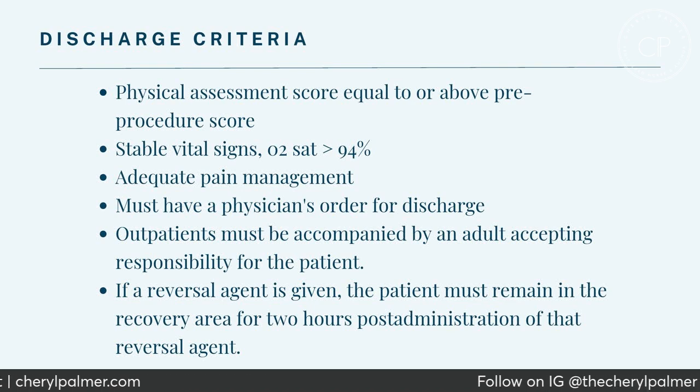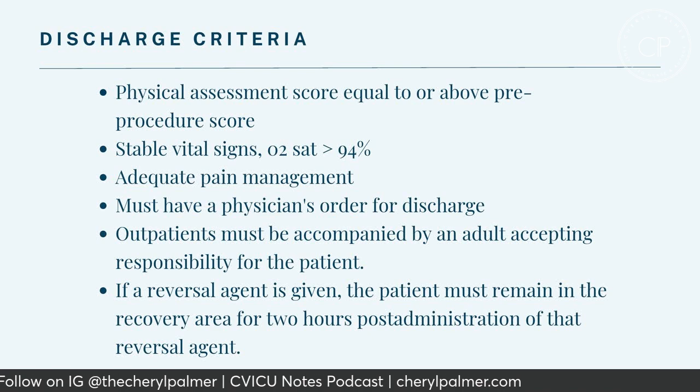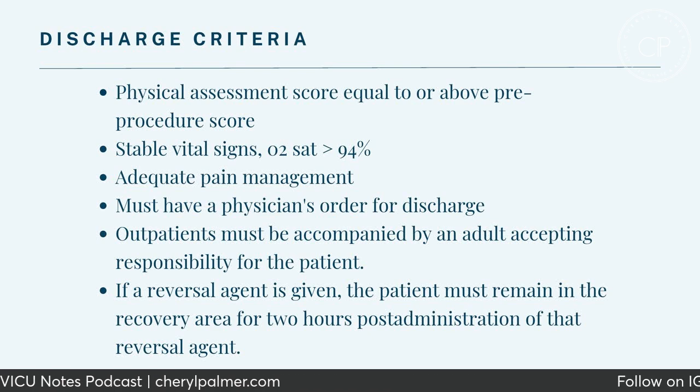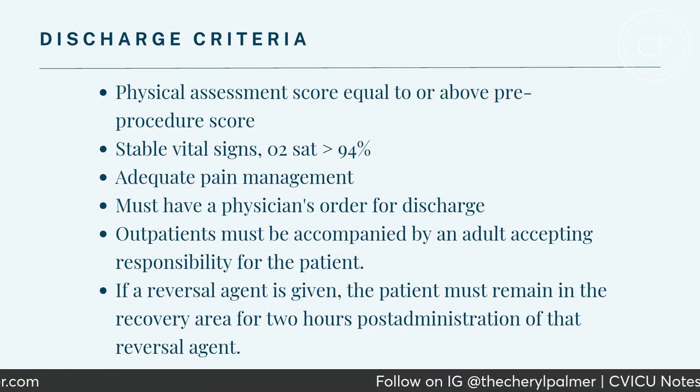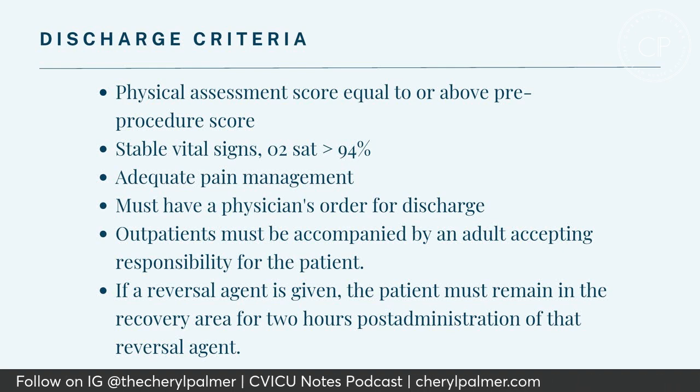Discharge criteria. So now this is more for the ambulatory areas versus a critical care area. This includes a physical assessment score equal to or above the pre-procedure score. Stable vital signs, O2 sat greater than 94%. Adequate pain management. Must have a physician's order for discharge.